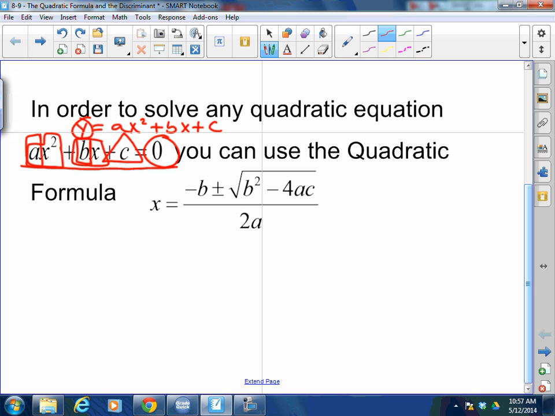And the quadratic formula is very simple. It's negative b plus or minus the square root of b squared minus 4 times a times c, divided by 2a. That is the formula.